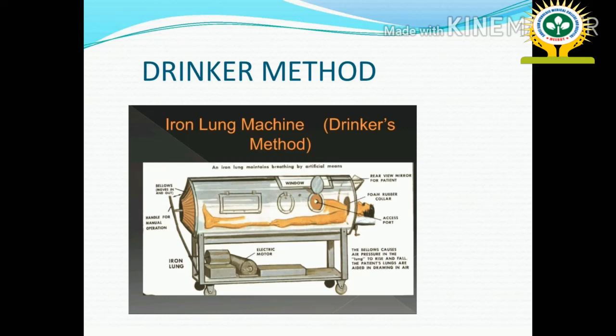By means of pumps, the pressure inside the chamber is made positive and negative alternately. During the negative pressure, the subject's thoracic cage expands and inspiration occurs, and during the positive change, expiration occurs. By using a tank respirator, the patient can survive for a longer time, even up to a period of 1 year.